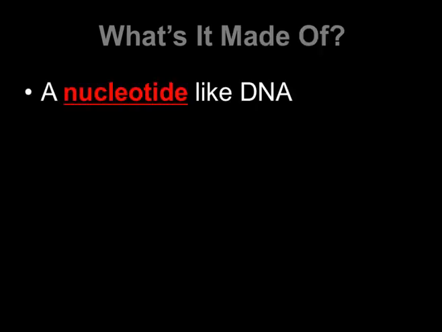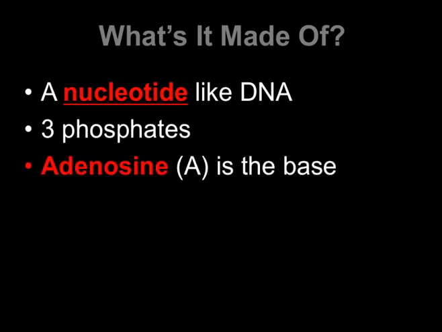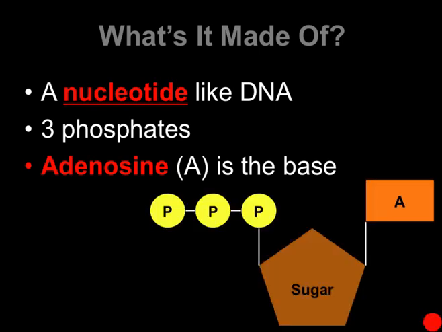So what's ATP made of? It's actually a nucleotide like the ones that make up DNA. But the difference is it has 3 phosphates. And we use the base A, or adenosine. So this is what it looks like. It looks just like that nucleotide, except we've added 2 phosphates to it. And it only has the base A.